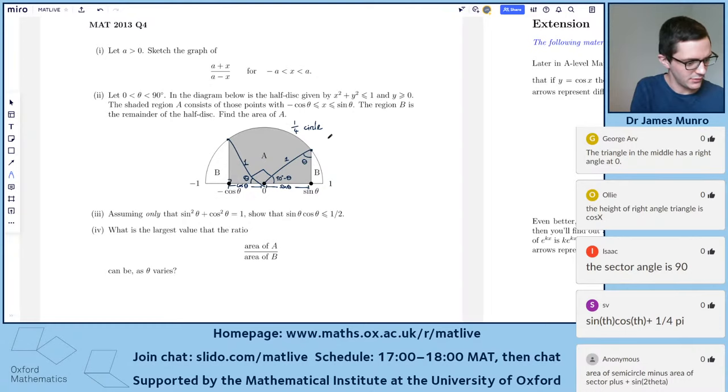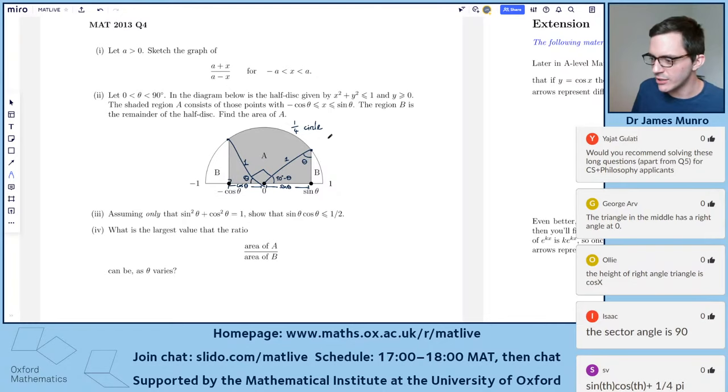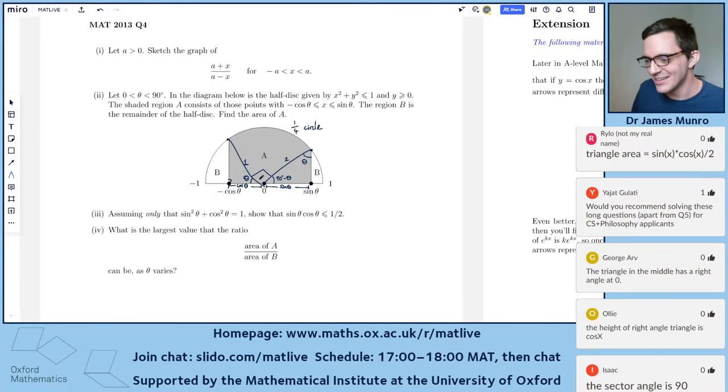Rilo's got an area for the triangle, because these triangles are actually congruent. You do not have to spot that they're congruent, but they both have the same side lengths, they're congruent triangles, cosine, sine, theta. They have the same area, which is 1/2 of cosine theta times sine theta. You could even stick them together to make a little rectangle with side lengths cosine theta and sine theta, if you really wanted to.